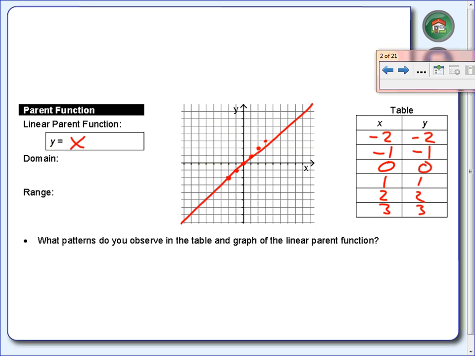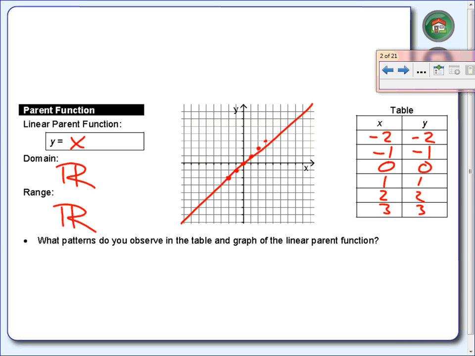Now, the domain and the range. What is the domain and range of our linear parent function? We've also discussed this as well. The domain: what are the x values on this graph here? All real numbers. We can use this notation to describe all real numbers. Range, the y values are exactly the same thing. It's all real numbers. I kind of helped you out on that last question there.